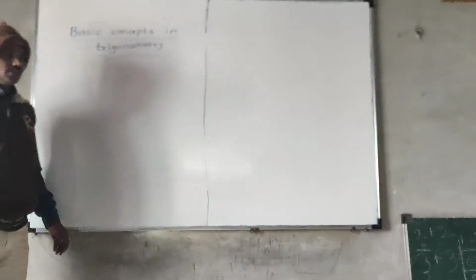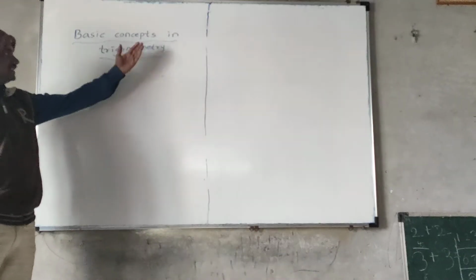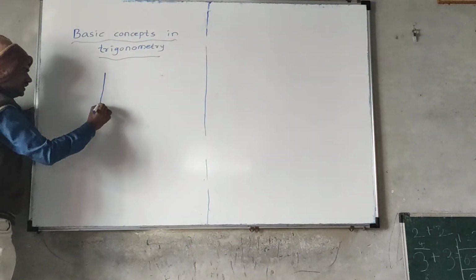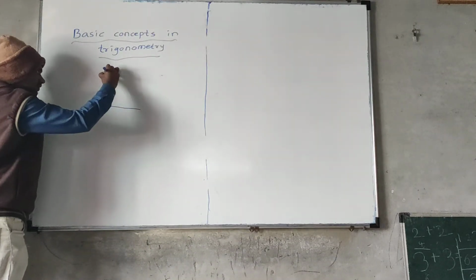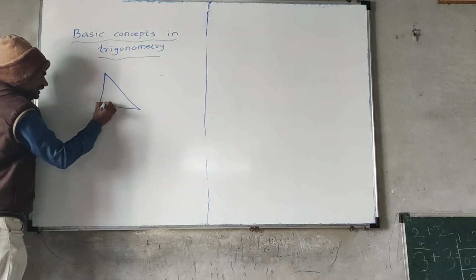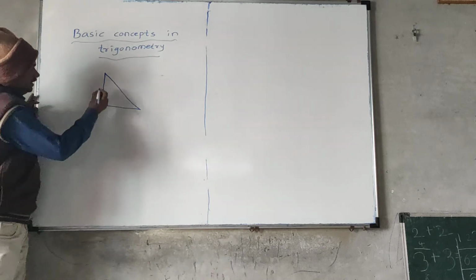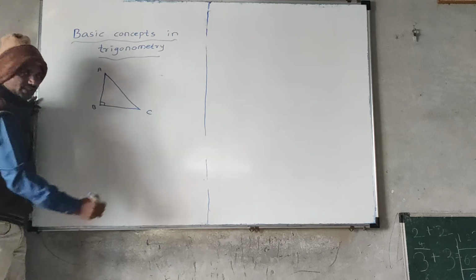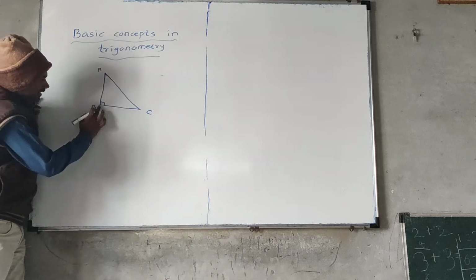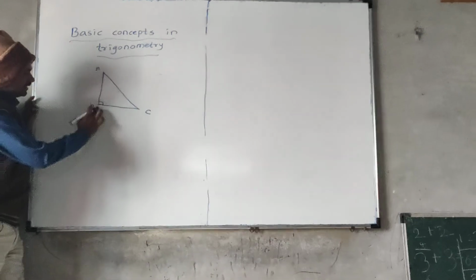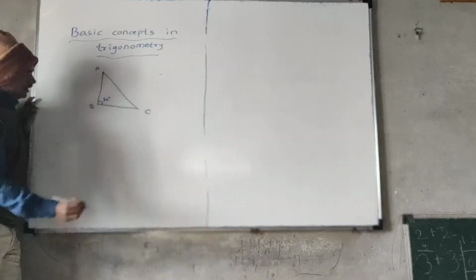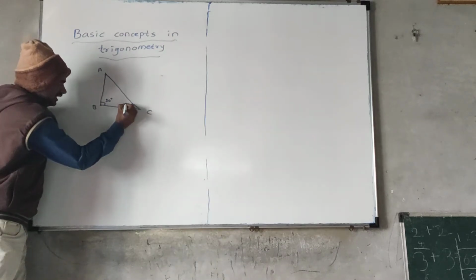Students, today we will learn some basic concepts in trigonometry. First of all, trigonometry is related with a right angle triangle. We take one triangle ABC. Here B is a right angle, that is, the measure is 90 degrees. We take this angle C as theta.